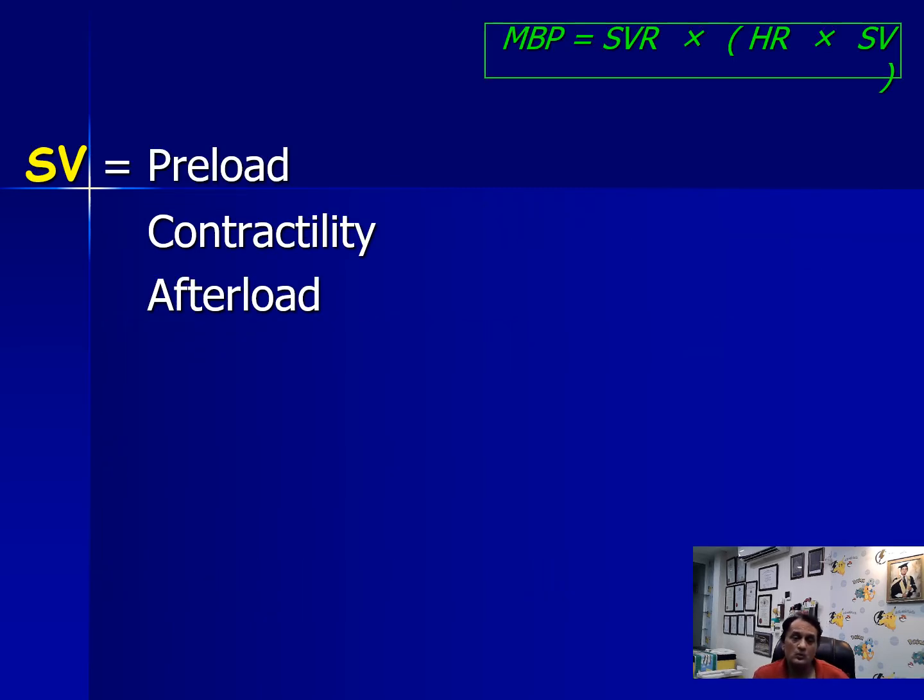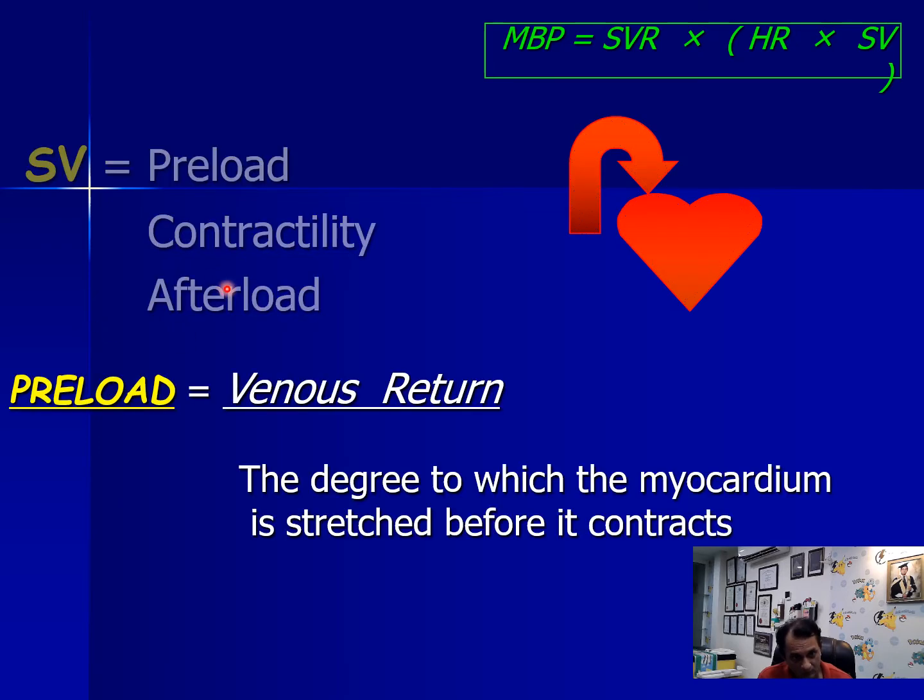So how we try to optimize the stroke volume every time in the pediatric ICU or cardiac ICU is by optimizing the preload. Once the preload is optimized, then you have to work with the contractility by giving inotropes, and also with vasodilators you have to manipulate the afterload, especially in cardiac patients.